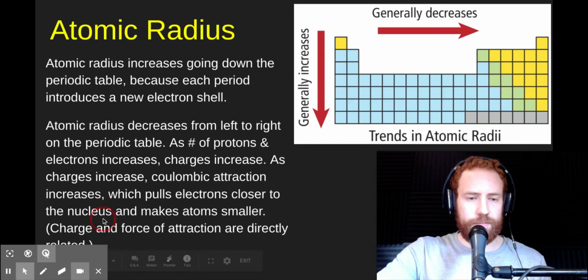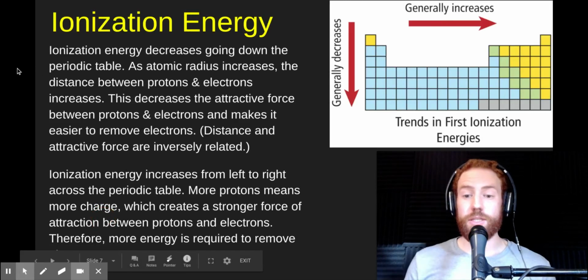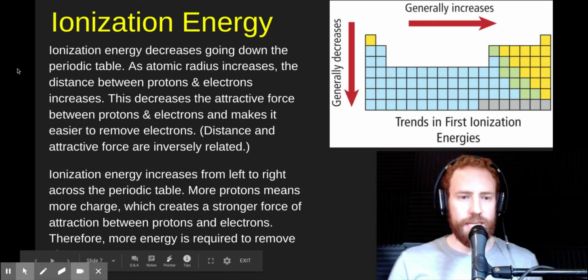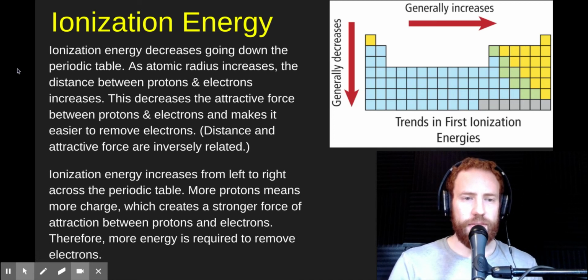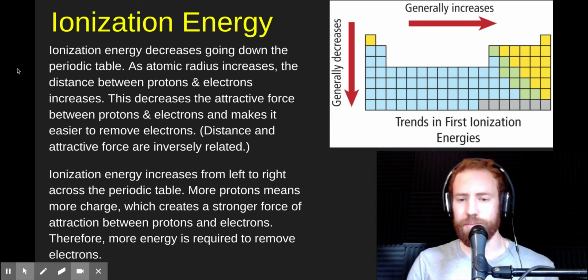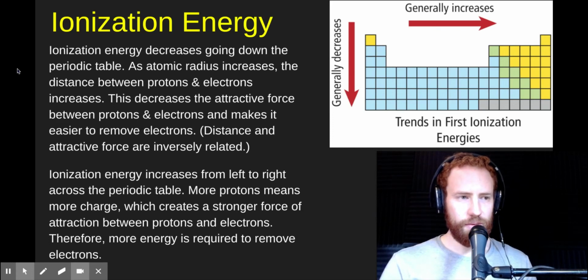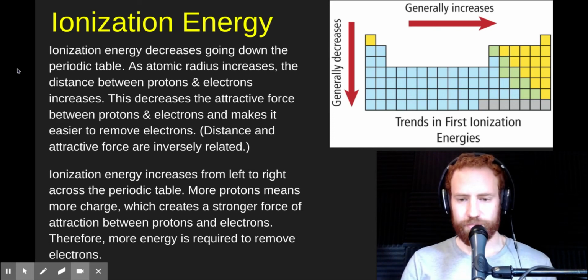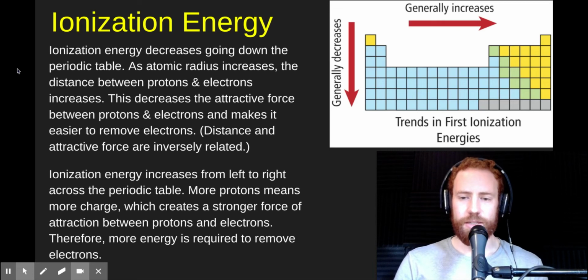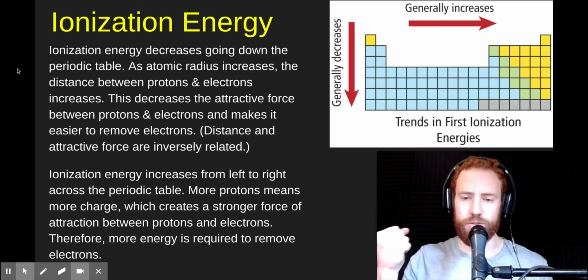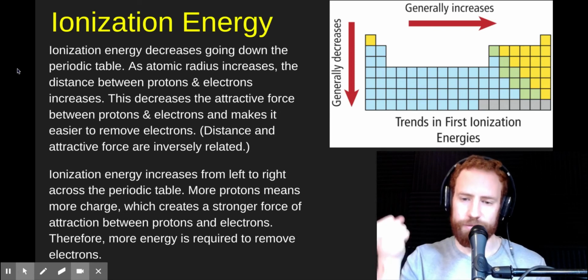Now, you also need to know a little bit about ionization energy. Ionization energy is the energy that it takes to ionize something. And if you remember, an ion is a charged particle. And so ionization energy means the energy required to remove an electron from an atom, therefore giving it a charge.